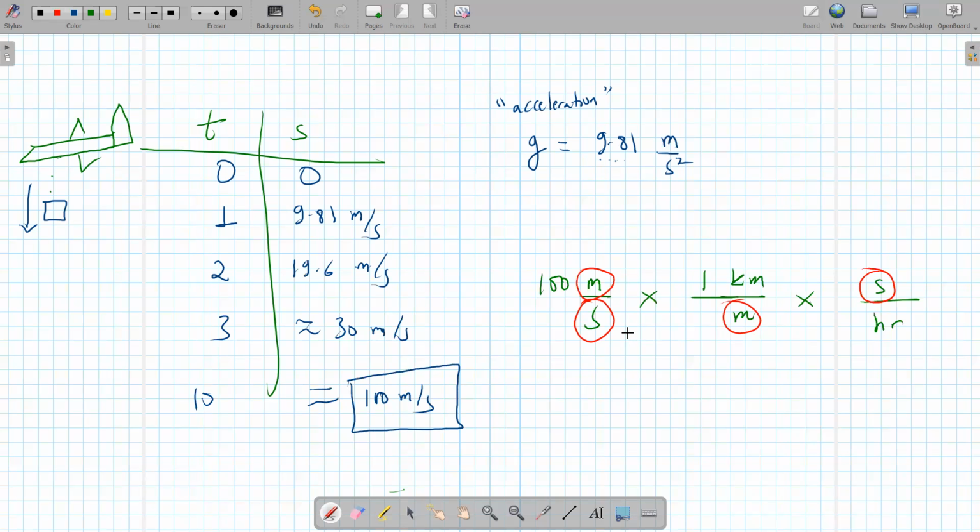1,000, okay? 1,000 meters in 1 kilometer. In 1 kilometer, there's 1,000 meters. What about seconds in an hour? What do you think? How many seconds are there in 1 hour?